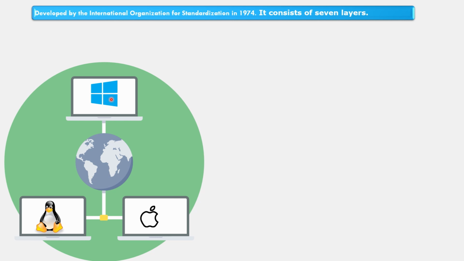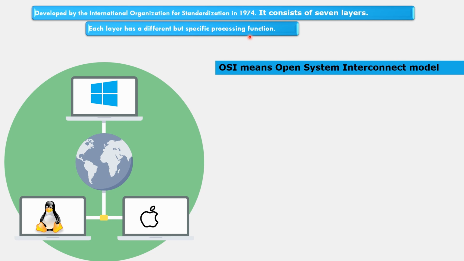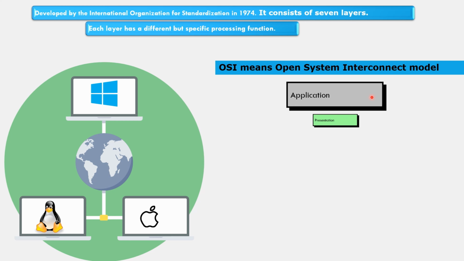So OSI was developed by the International Organization for Standardization in 1974. It contains 7 layers. Each layer has a different function, but it's a specific processing function. OSI means Open System Interconnect Model. It has 7 layers. The seventh layer is the application layer. It's like a user using an application like Chrome browser or mail server.